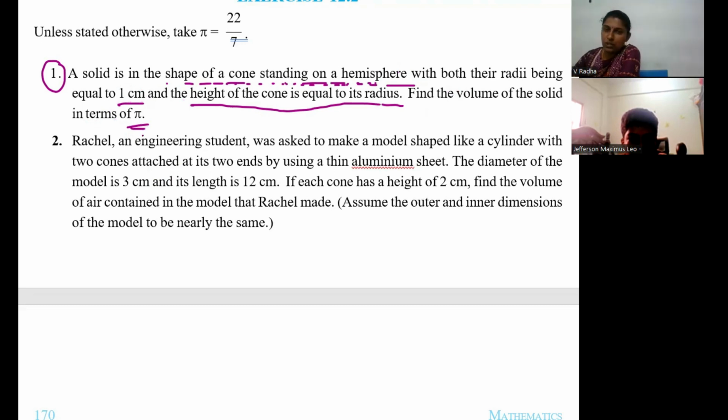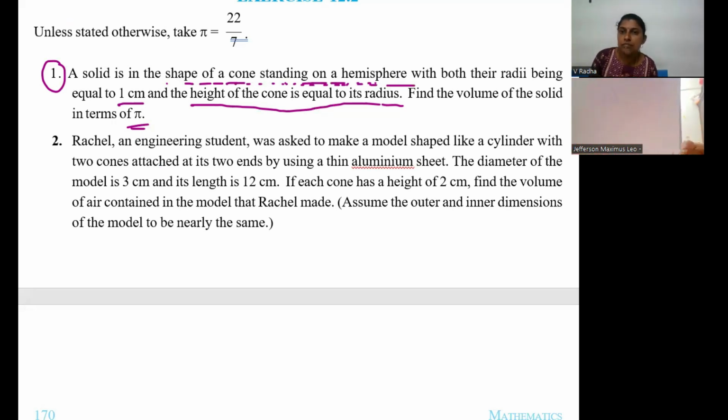So first draw the diagram and show it. What is the shape of the solid? Please try to draw. Okay, ma'am. Right. Yes, very good.